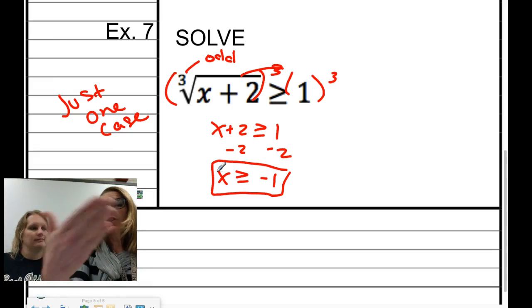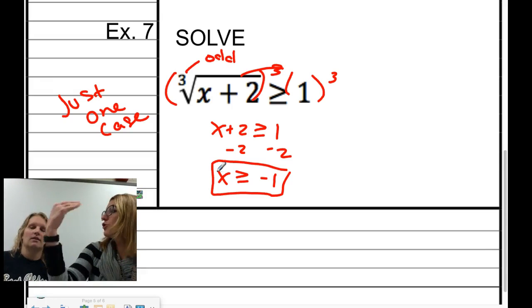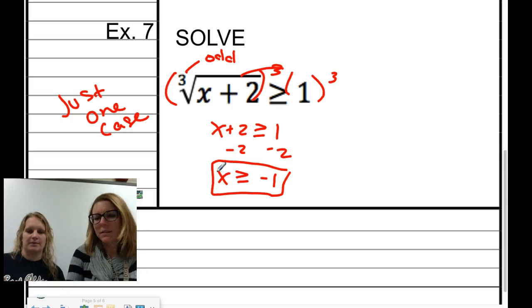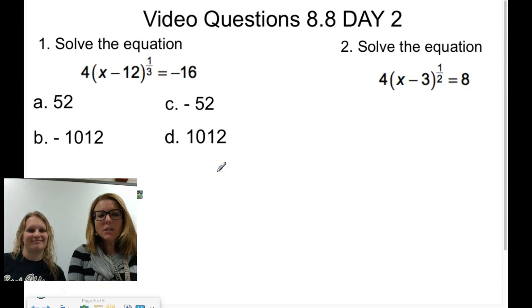You're not checking these inequalities. Your check on the even powers was your step 2. I think we're done. Solve the equation. Now remember on these, both of them, you've got to get rid of this 4 first, before you raise powers. Isolate.